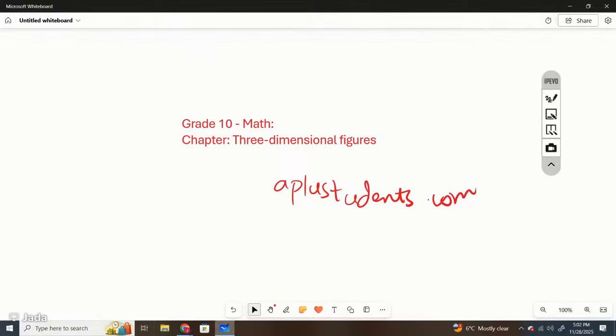Then you have to select math from the subject tab. Scroll down to grade 10 math and then click on view all lessons. There you can find a list of the chapters. We're going to start with the chapter three-dimensional figures.